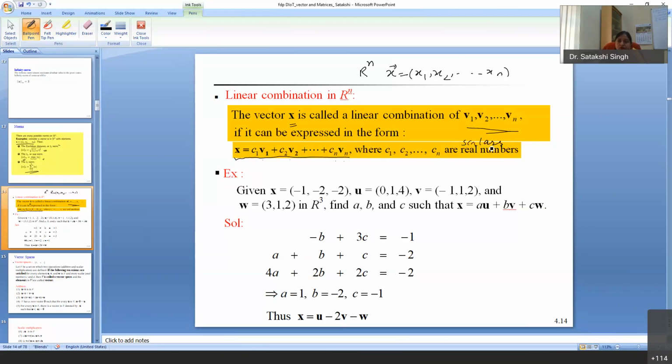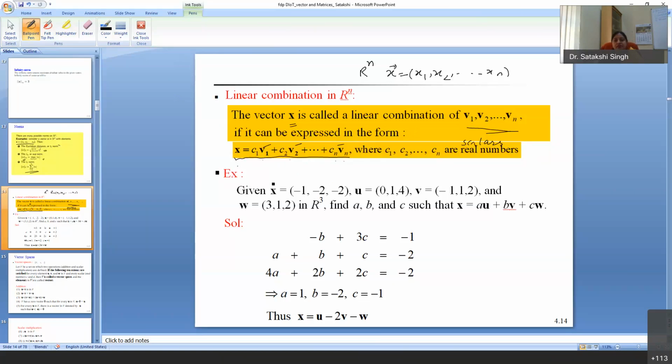So if we are able to find some finite values of these scalars so that x is equal to c1 v1 plus c2 v2 up to cn vn, then we will say that x is a linear combination of the vectors v1, v2 and so on up to vn. Now look at this with an example, then it will be more clear to you.